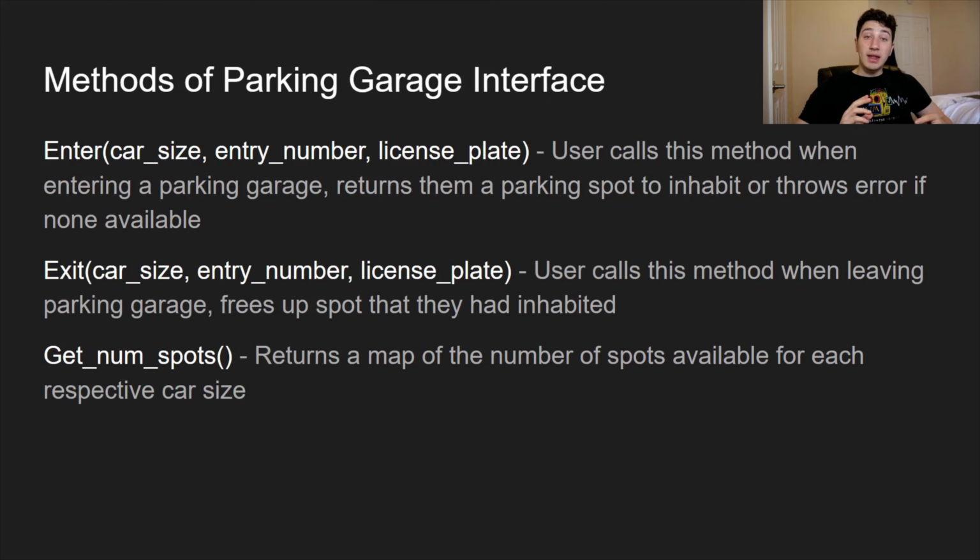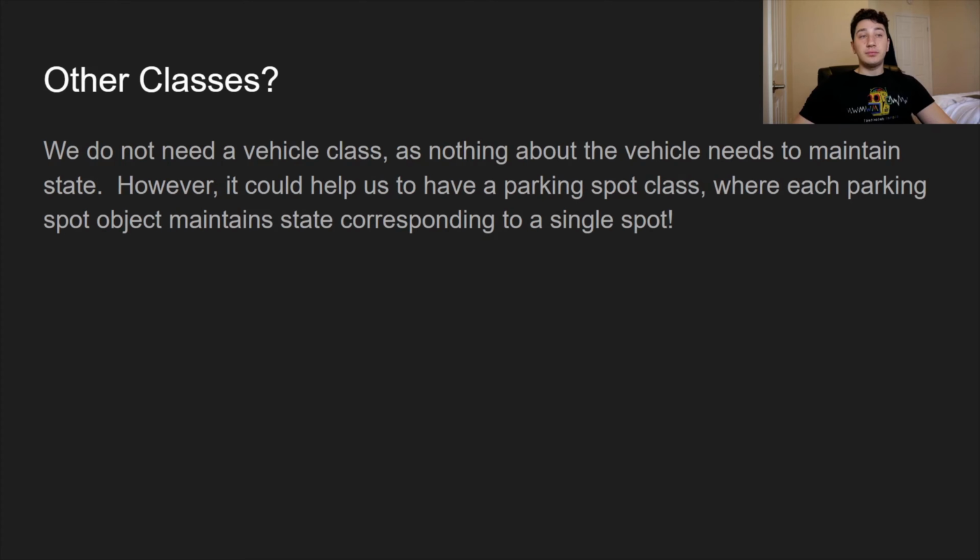We don't need any methods for this parameter because more or less all that's going to happen is we're just going to display a map of, car size medium, 100 spots, car size small, 10 spots. So it's just going to tell you how many available spots there are for each size. Do we actually need any other classes?